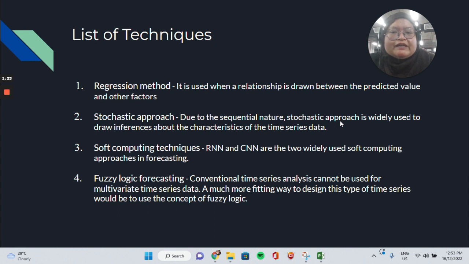The third one is soft computing techniques. RNN and CNN are the two widely used soft computing approaches in forecasting. The fourth one is fuzzy logic forecasting. Conventional time series analysis cannot be used for multivariate time series data.